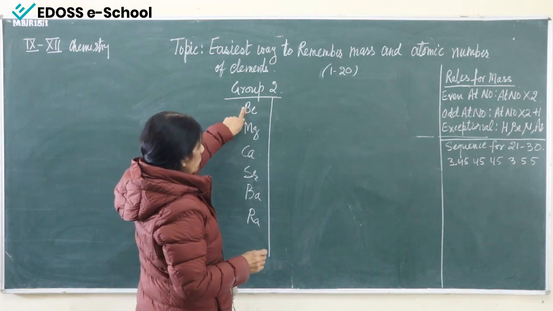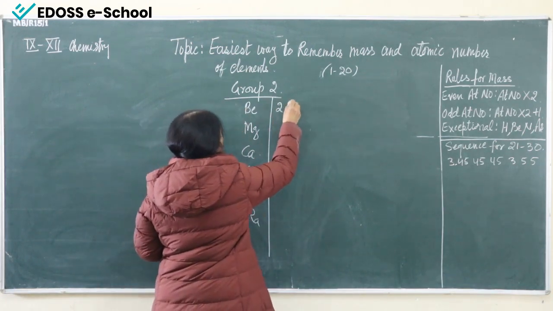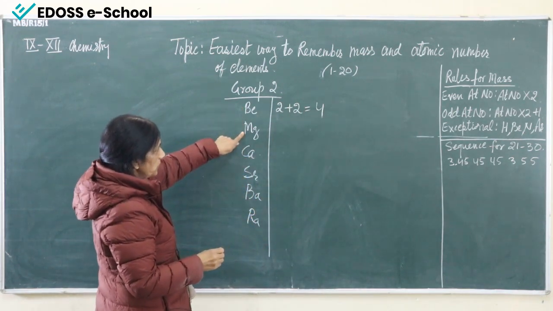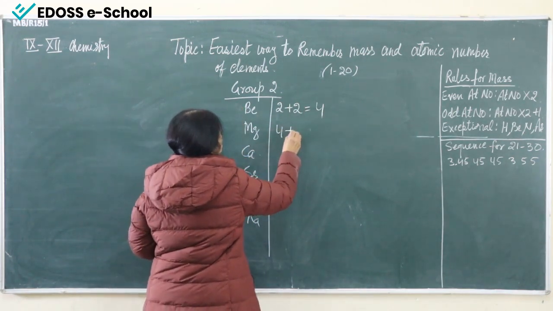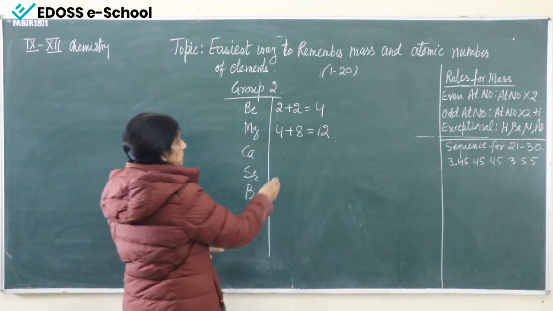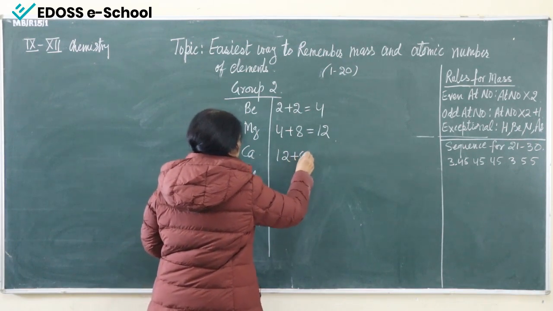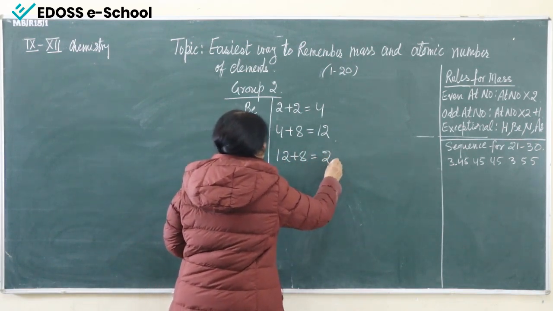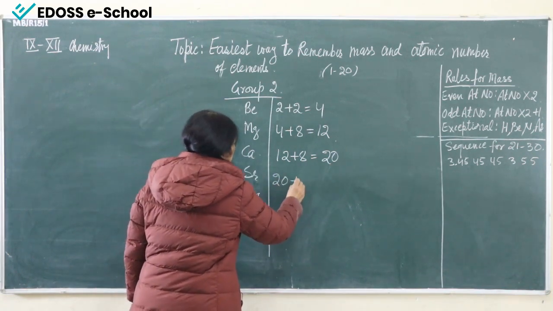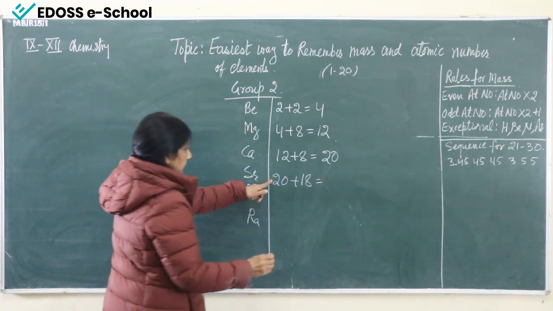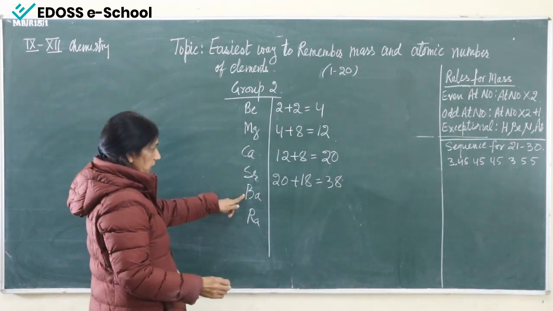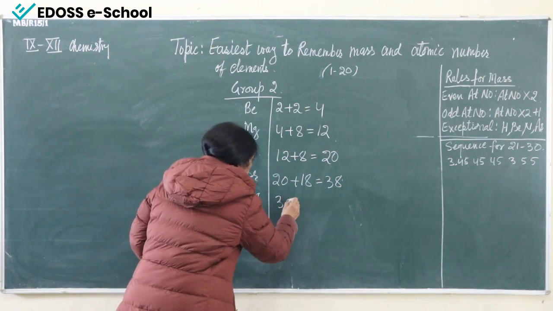For beryllium we have to add 2, so this will be 4. For magnesium, this is 4 plus 8. For calcium, again we have to add 8, so this is 20. For strontium, to 20 we have to add now 18, so this is 38. For barium, to 38 we have to add again 18.